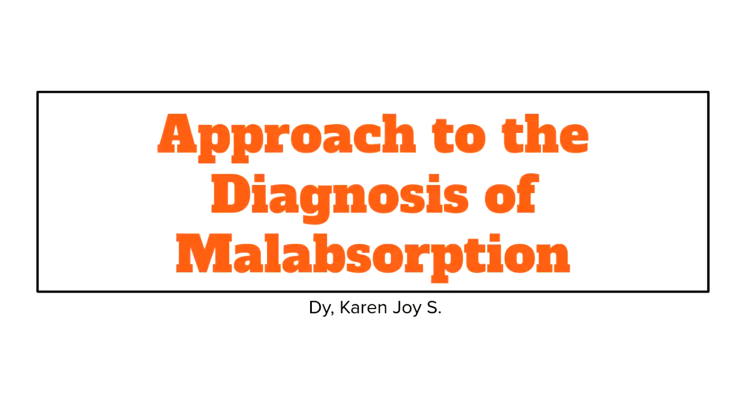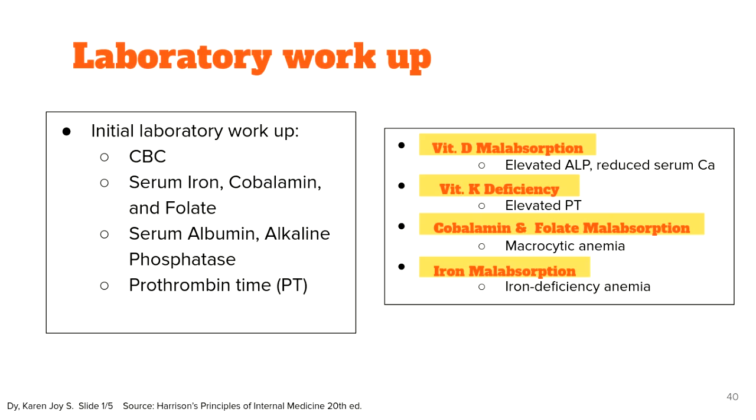So, diagnosis of malabsorption. The initial workup would include complete blood count, serum iron, cobalamin, and folate, serum albumin, alkaline phosphatase, and protein. Routine laboratory studies may suggest dietary nutrient depletion, and especially the deficiencies of vitamins D and K, and iron, folate, and cobalamin.